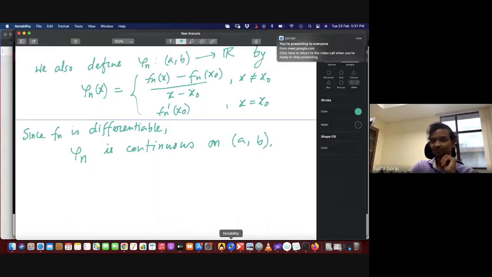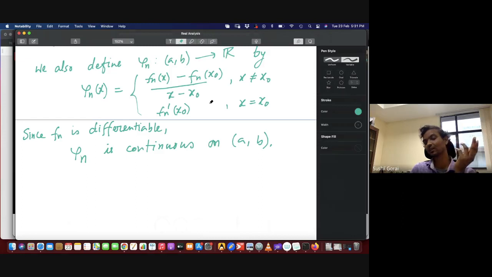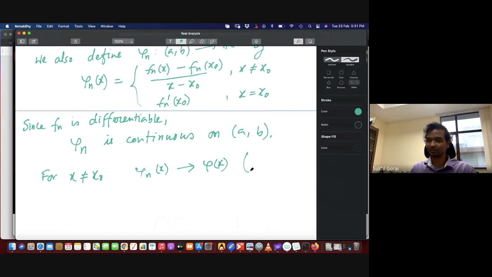And we know that fn converges. So at least for x not equal to x naught, you can take this limit and this limit, right? 1 over x minus x naught, there is no n. So here for x not equal to x naught, phi n x converges to phi x. We're looking at pointwise convergence, right? So this is pointwise convergence.